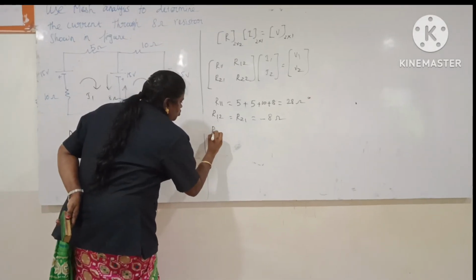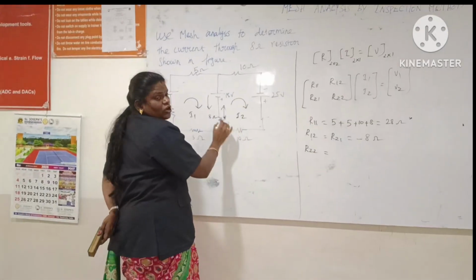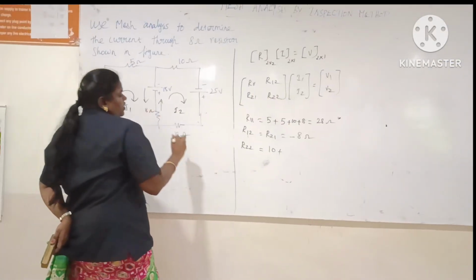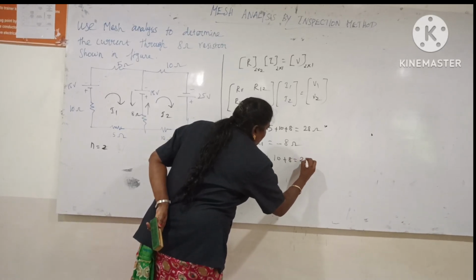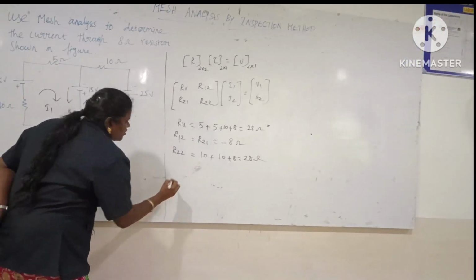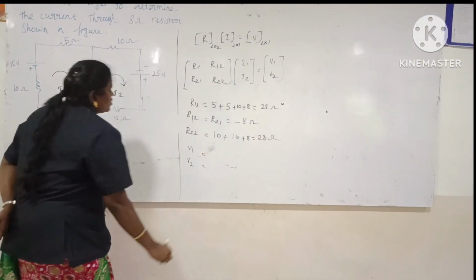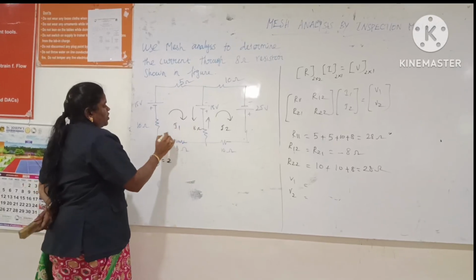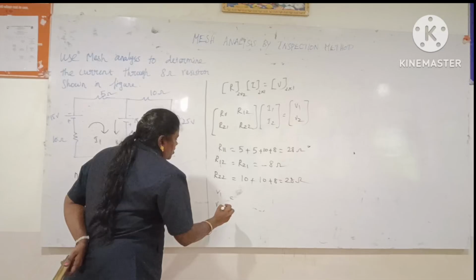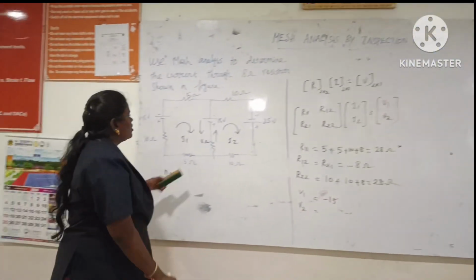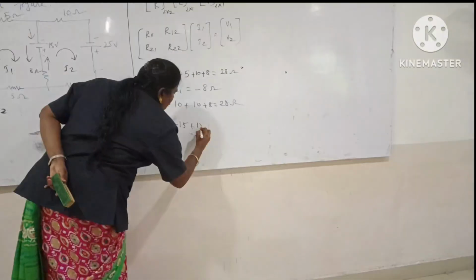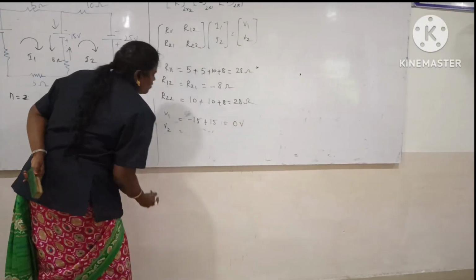Then R22, the sum of all resistance in loop 2, that is 10 ohm plus 10 ohm plus 8 ohm. So you will get 28 ohm. Then the current equation I1, I2, voltage equation V1, V2. I1 current flows from positive to negative, so the voltage source is minus 15, and then current flows from minus to plus, so plus 15 volt. We will get 0 volt for V1.